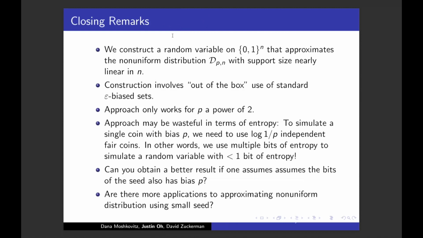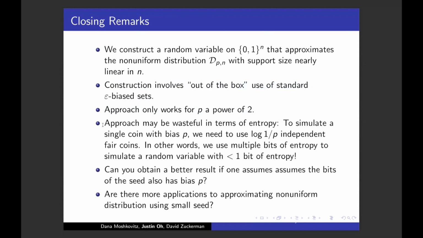So that concludes the sketch of the construction, and I'll give some closing remarks now. In summary, what we did is we constructed a random variable on {0,1}^n that approximates this specific non-uniform distribution, D sub p comma n, with respect to linear tests. And the support size is nearly linear in n. This construction involves just using these out-of-the-box standard epsilon bias sets. And we should note that this approach only works for p a power of 2. It'd be interesting to see how to do it for other p's.